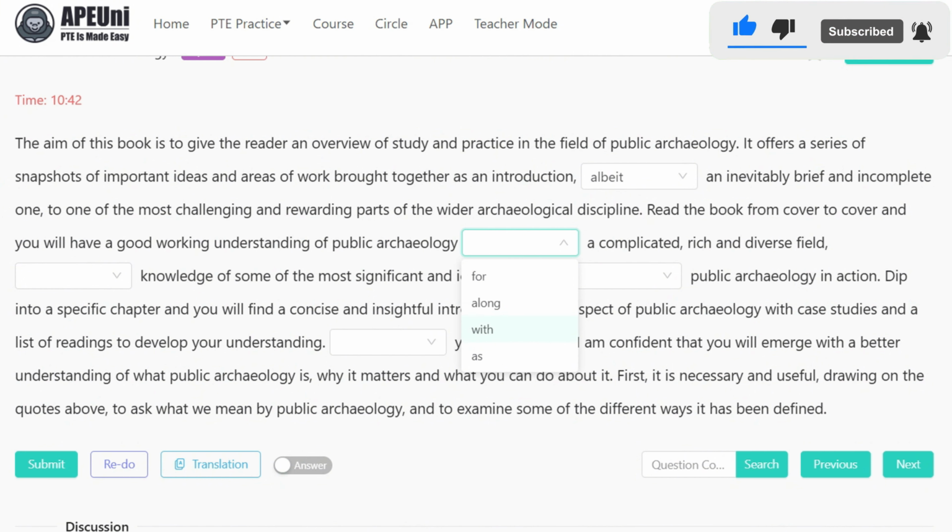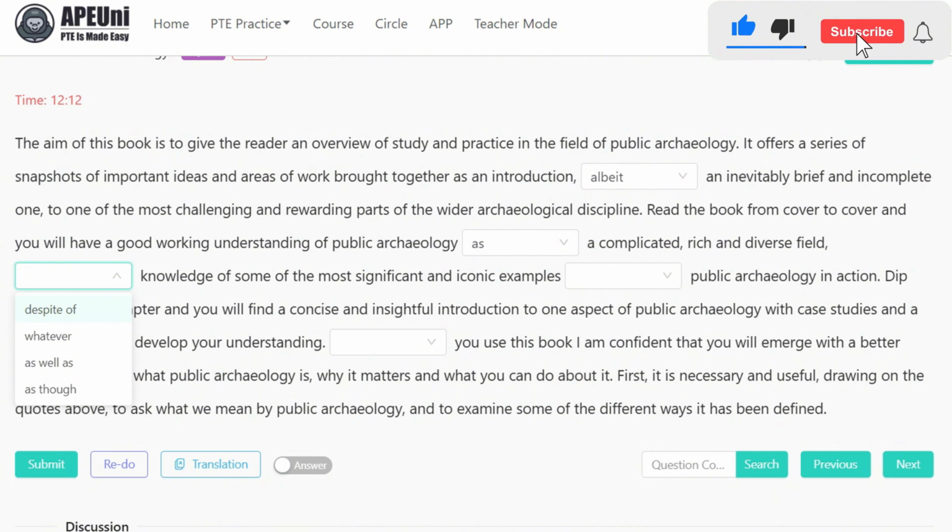Next one is with. The sentence describes the qualities of public archaeology, right? A complicated, rich, and diverse field, and links them to its identity. Makes sense? But when we talk about with, with implies association, which is not appropriate for describing the inherent qualities or identity of public archaeology. Makes sense? So the right option is as. Why? Because as is used to explain the role or qualities of the field, directly aligning with the sentence's focus. Makes sense? So we'll be choosing as the right option here.